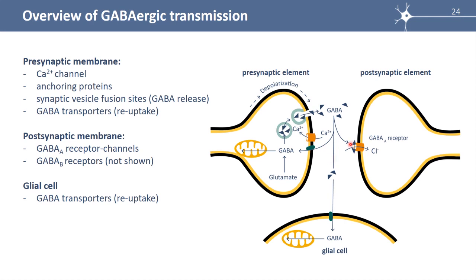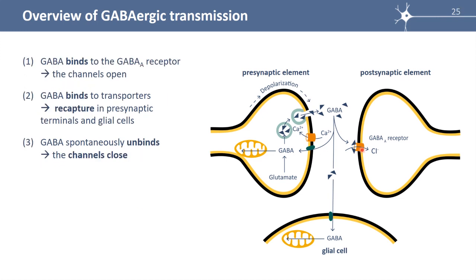So when GABA unbinds from GABA receptors, it has a low probability to bind again because it has disappeared from the synaptic cleft. GABA binds to the GABA receptors, the channels open. GABA binds to transporters. GABA is transported inside glial cells or back inside in the presynaptic element. And then GABA spontaneously unbinds from its receptor sites and GABA channels close.